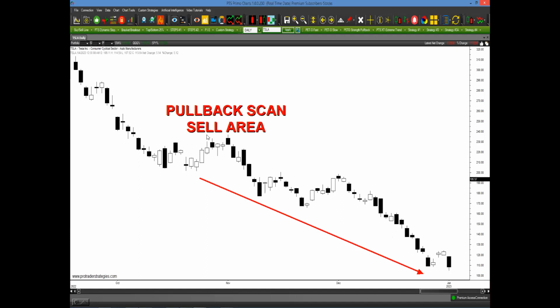Now, if you missed that scanning sell area right here, well, you had another chance right here on this little bounce, because the scan would have identified all this right here as a pullback scan sell area.